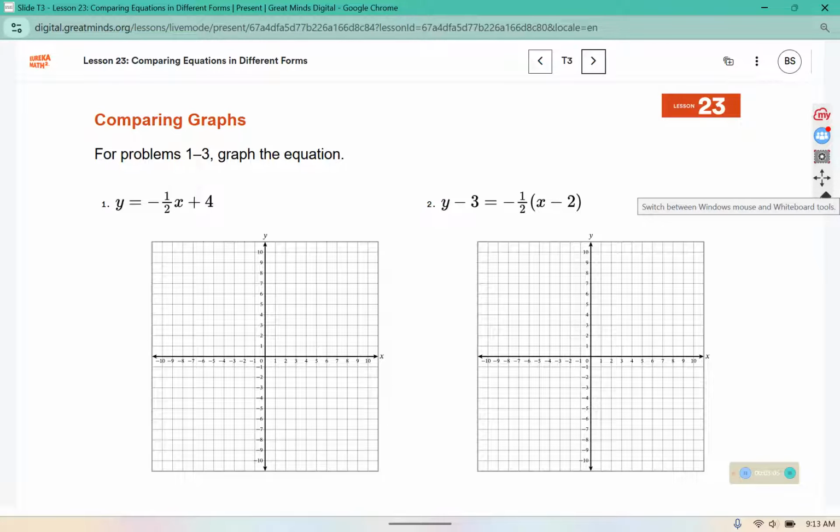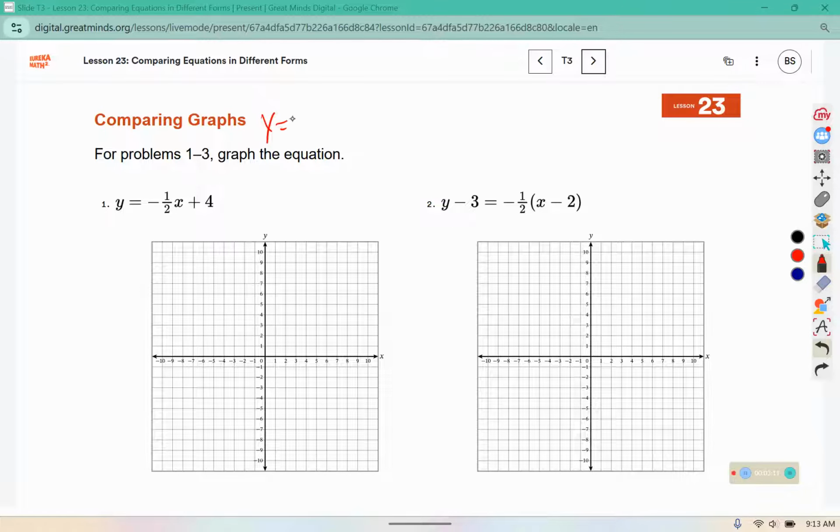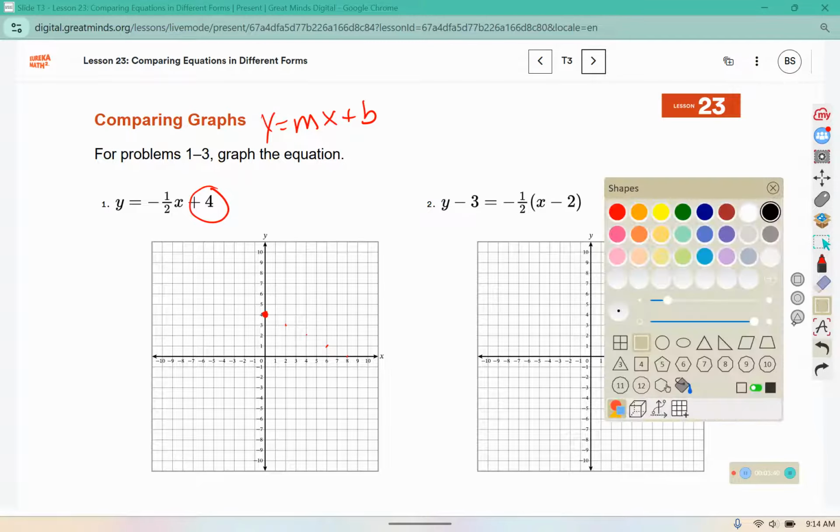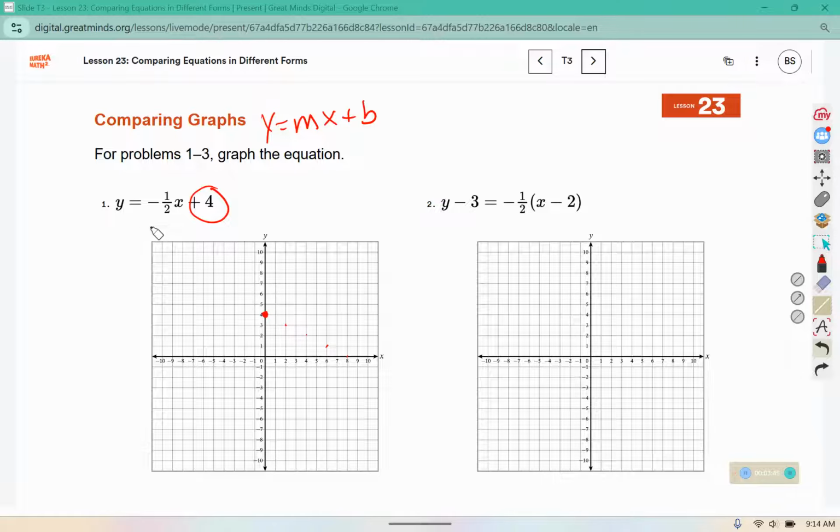For problems 1 through 3, graph the equation. So on a slope-intercept form, when it's written in y equals mx plus b format, we start at the b value on the y-axis, and then we use the slope to graph the next point. So it's going to say down 1, right 2. We always move to the right, and then whether our slope is positive or negative tells us if we move up or down. And so then we will graph the line by using a straight edge that goes through the points.